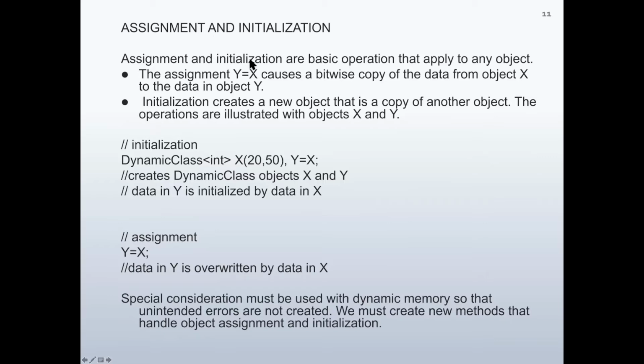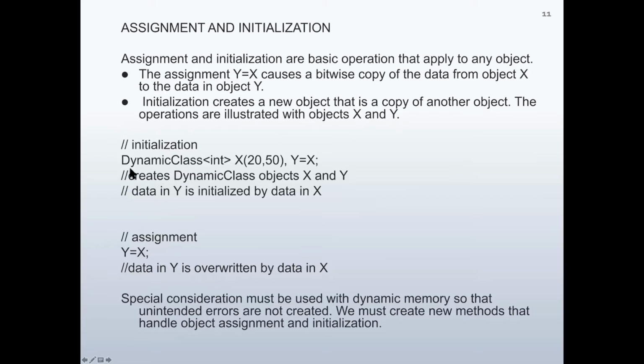Assignment and initialization are basic operations that apply to any object. The assignment y assigned value x causes a bitwise copy of the data from object x to the data in object y. However, initialization creates a new object that is a copy of another object. The operations are illustrated with objects x and y.